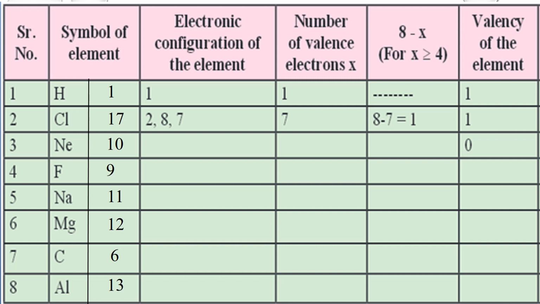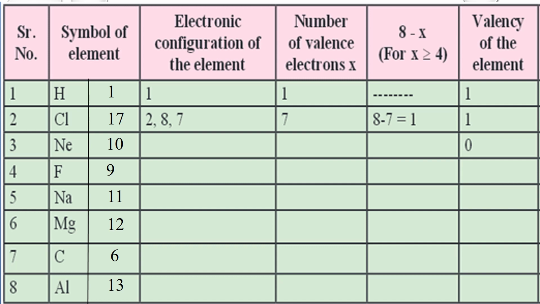Next, you have another column where there are numbers like 1, 17, 10, 9, 11, 12, 6, 13 written. It is the atomic number. As I told you in the last class, you cannot find the electronic configuration without knowing the atomic number. That is why I have specifically written the atomic number, so that it becomes easy for us to find out the electronic configuration. So the third column is the electronic configuration, which obviously we know very well now.